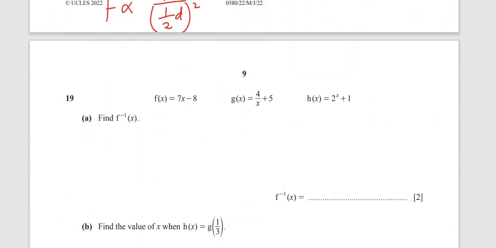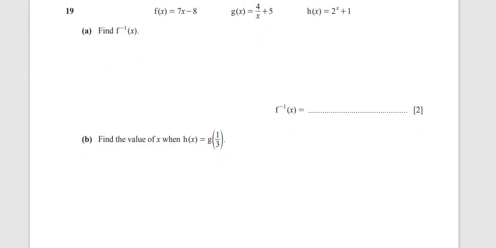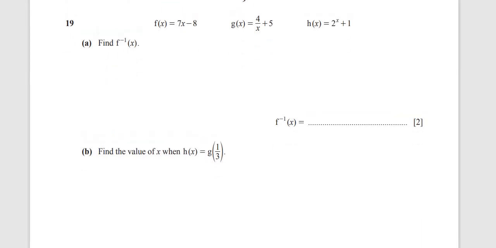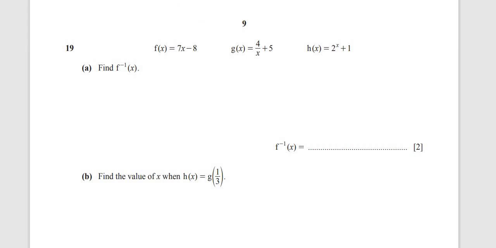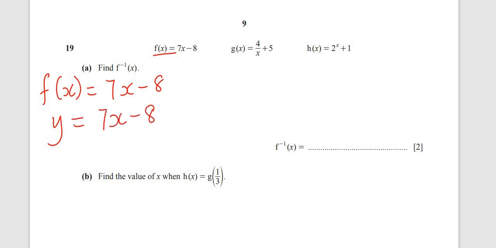So let's move on to question number 19. Question number 19, part A, find f inverse of x. So we have the function f of x is equal to 7x minus 8. So the first thing that we do is to substitute f of x with y. So y is equal to 7x minus 8, and then we swap the positions of x and y. So x goes to the position of y and y goes to the position of x, and then we're going to make y the subject.